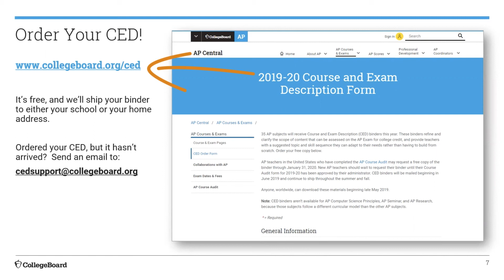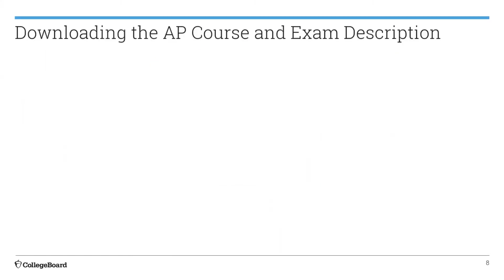If you've ordered your CED but it hasn't arrived to you for some reason, please send an email to the address you see here, cedsupport@collegeboard.org, and our customer service representatives will help you track down your order and shipment. In the meantime, know that there are digital versions of our course and exam descriptions online available for you to download.